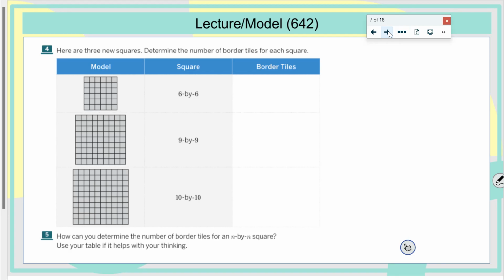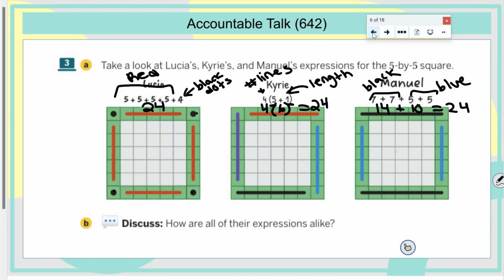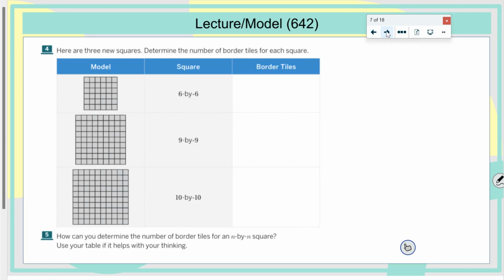Here are 3 new squares. Determine the number of border tiles for each square. All right, so let's go back to here. I'm going to look at Lucia's expression. She knows that there are at least 4 lines of 5 because it is a 5x5 square, and then there are 4 tiles on each corner. Let's apply that to the 6x6 square. We have 6 on each side.